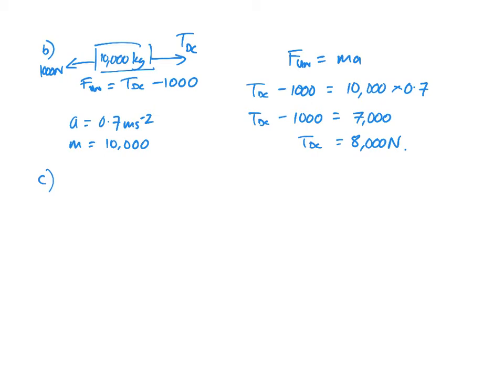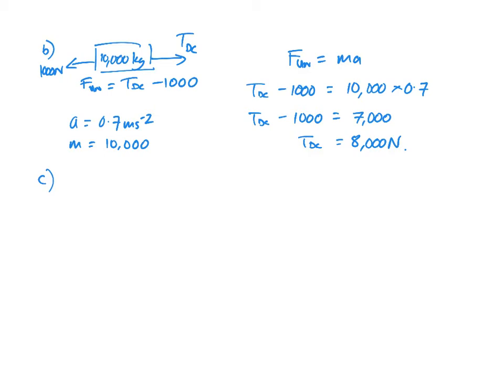I'll flick back and have a look at the problem, or you can flick back and have a look. So part C says if the engine force is reduced so that the train travels at constant speed, what is the tension in coupling AB? If you remember, the train was made up of 3 carriages and AB is between the first and second carriage. So we're splitting the system again.